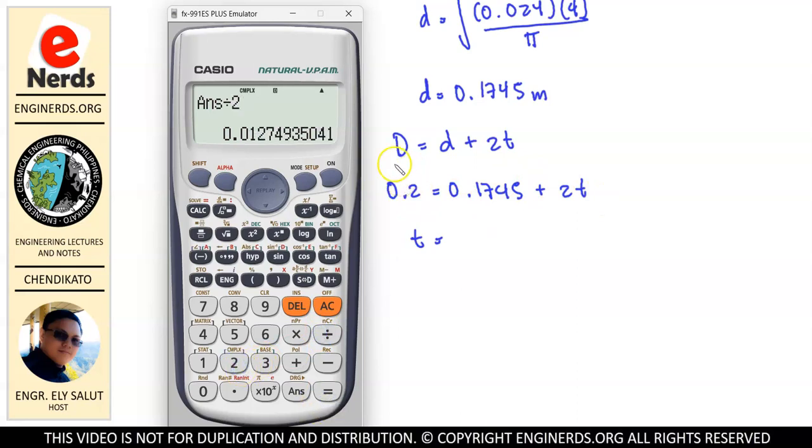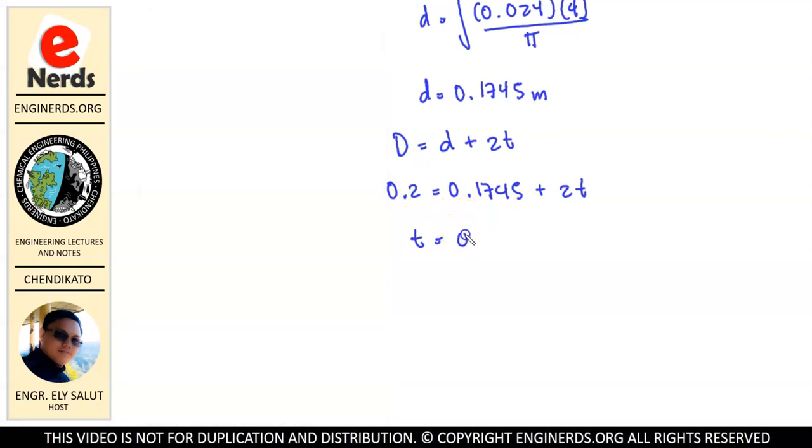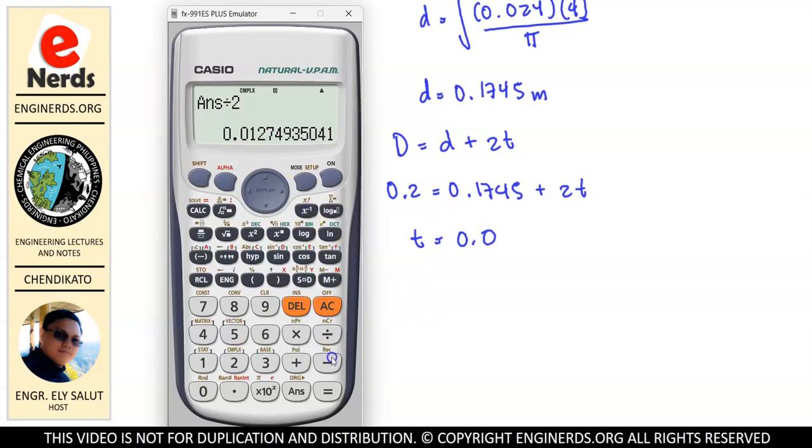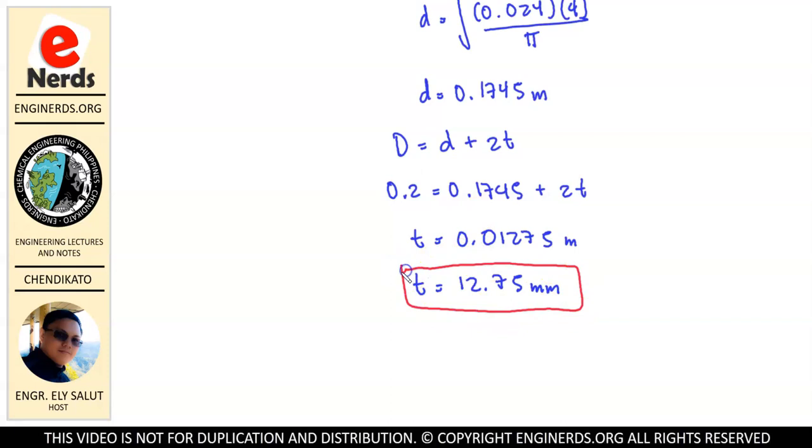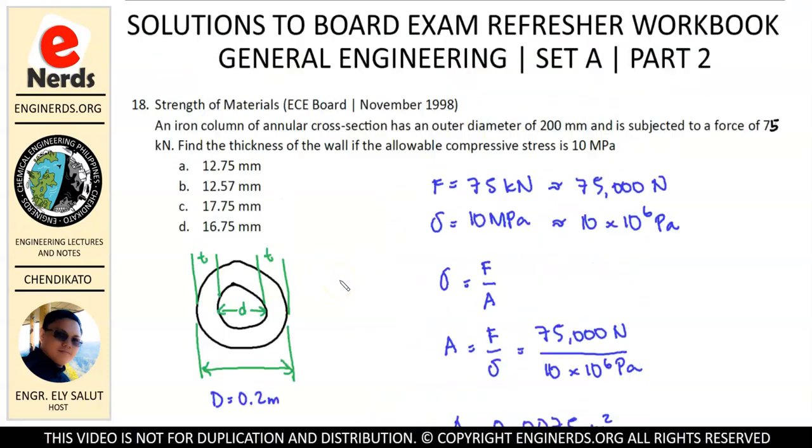Alright. So, nung dinivide natin sa 2, ang lumabas, the value of our t is 0.0127. Tama ba? Yes, 1275. 0.01275. Okay, so this is in meters. So, convert natin sa millimeters. So, times 1,000. So, our T is equal to 12.75 millimeters. So, this will be our final answer. 12.75 millimeters. So, nasan siya sa ating mga choices? 12.75, which is letter A. Okay? Alright, so, dalawang problem na lang.